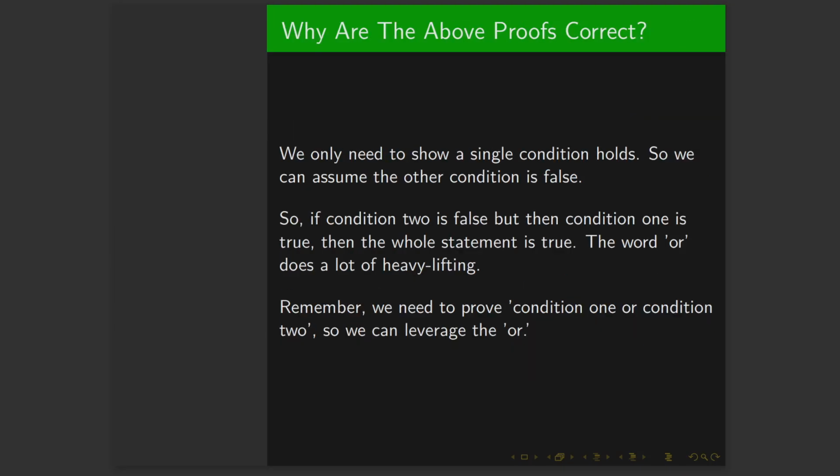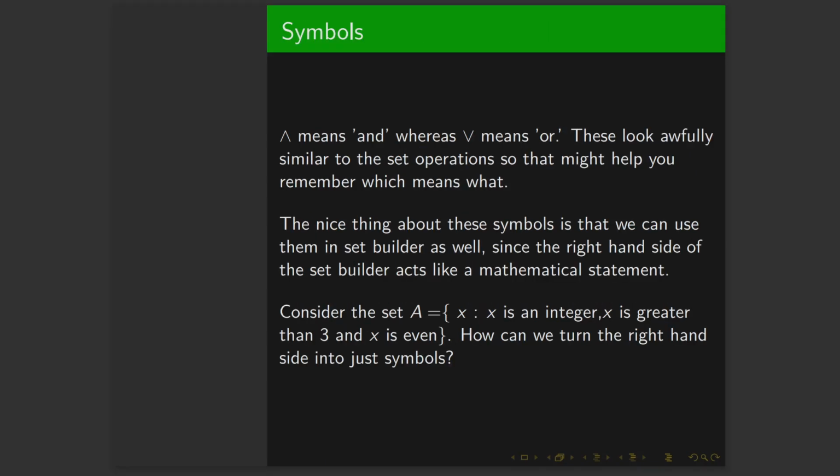So you should see what's happening here. Pretty much, we can show that one of the conditions, either condition 1 or condition 2, is false, and then show that the other one must be true. The or is doing a lot of heavy lifting. Remember, we're proving that condition 1 or condition 2 is true. So if we assume that one of them is false, all we have to do is show that the other one is true. Let's just look at symbols.